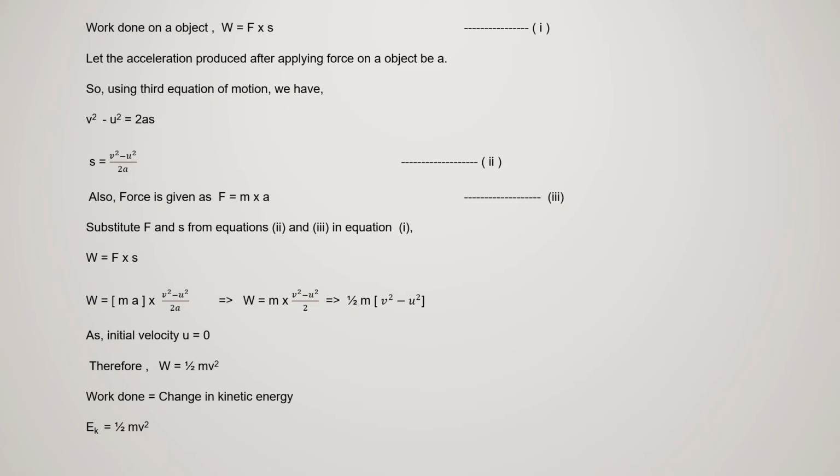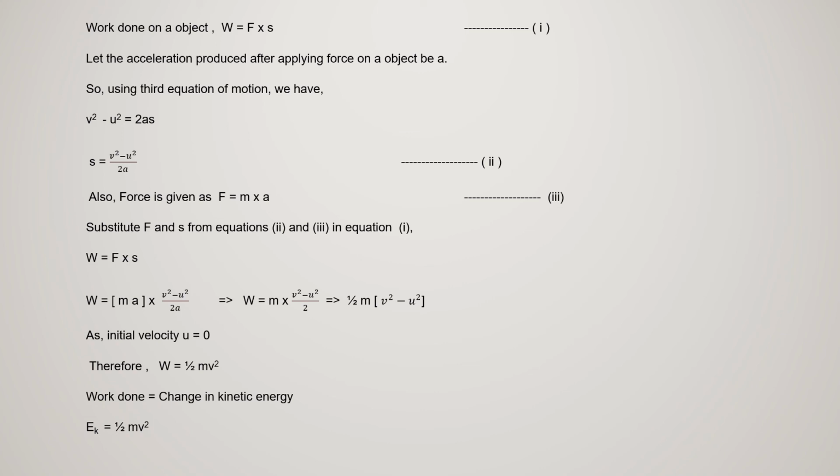And from equations 1 and 2, which I told you, the previous two equations, we use them now. We can write the work done by force, W is equal to F into s. So we can write it as equal to ma into v square minus u square by 2a. Here both a get cancelled, and we get m into v square minus u square by 2. So we get m by 2 into v square minus u square, that is, half m into v square minus u square.